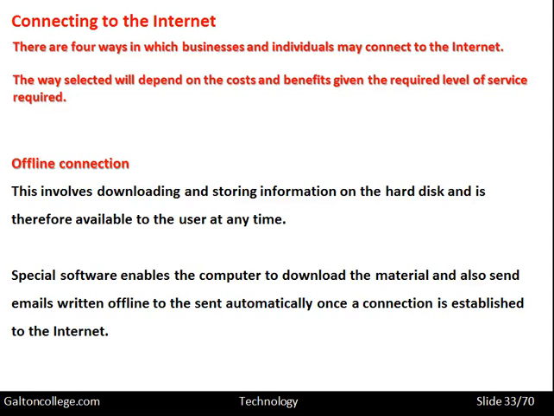Special software enables the computer to download the material and also send emails written offline, and they are sent automatically once the connection is established to the internet. So a lot of the functionality of the internet can still be used, except it's not immediate. It's stored on a hard drive, and when the system is reconnected, perhaps via satellite link, reconnected to the internet, the emails are sent, the information is downloaded, and life goes on.